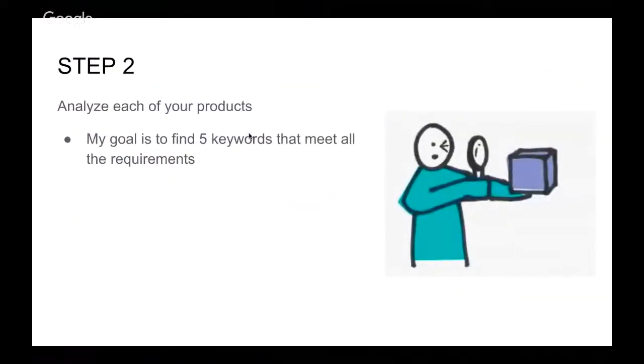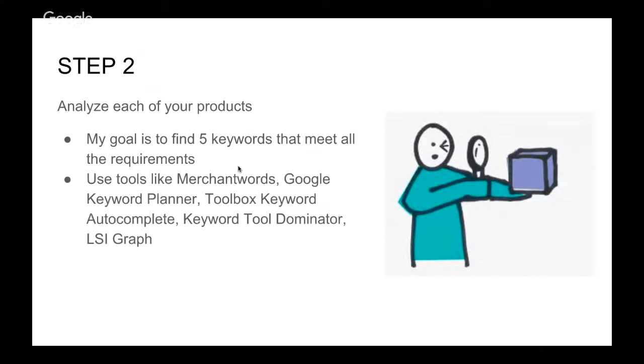That's good. All right, so my goal is to find 5 keywords that meet all the requirements. And I use some tools like Merchant Words. I use Google Keyword Planner. I use the Toolbox Keyword Autocomplete. I use Keyword Tool Dominator. I use LSA Graph. Those are very similar in the process that they give you keywords or ideas, so you can start analyzing those.